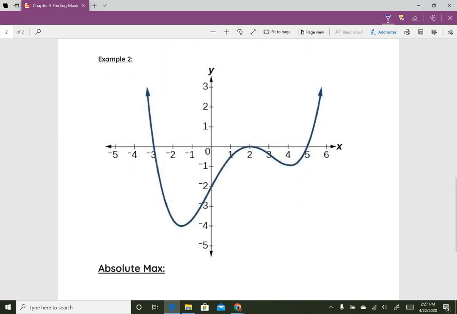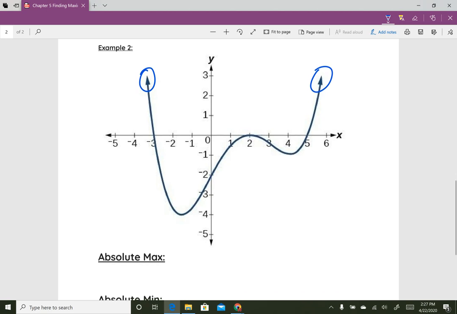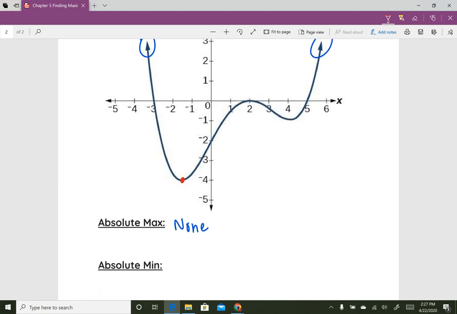This one's a little different here. So if we look at this, let's start with the absolute max. Where's the highest point on the graph? If you're seeing what I'm seeing, you're seeing 2 arrows. That means this thing's going up to infinity. It's going up forever. It's never stopping. So I don't have an absolute max. However, absolute minimum, do I have a low point? Are there any arrows pointing down? There's not. And this point right here, that's the lowest point of the graph. So my absolute minimum is just this point right here, which is negative 1.5, comma, negative 4.